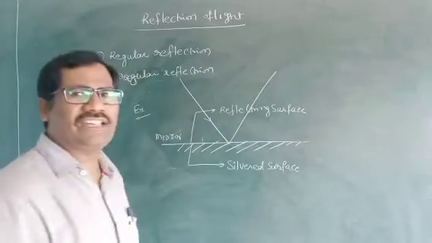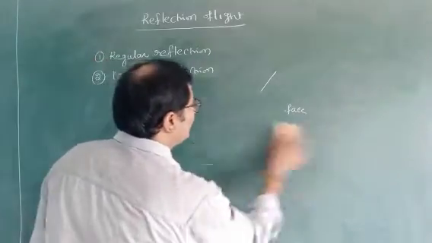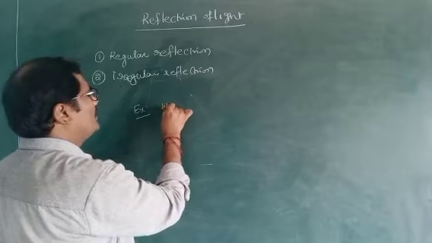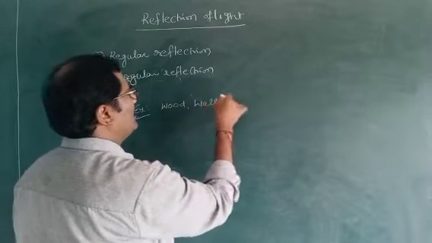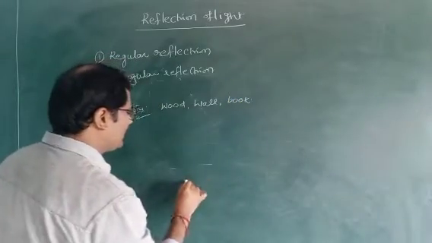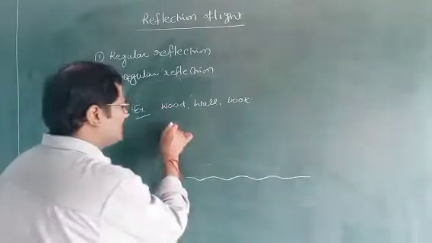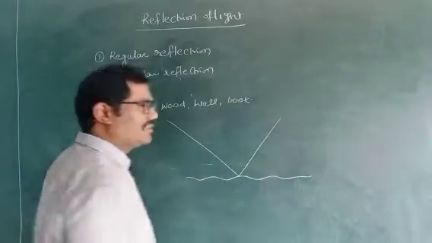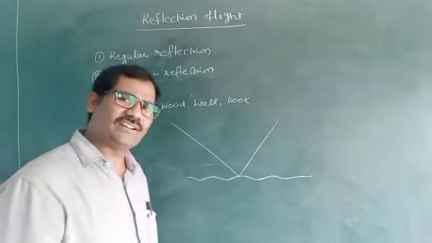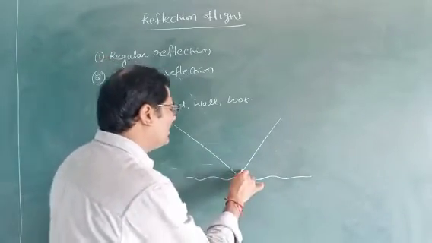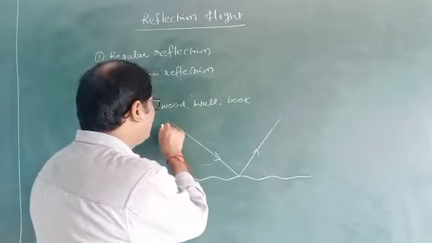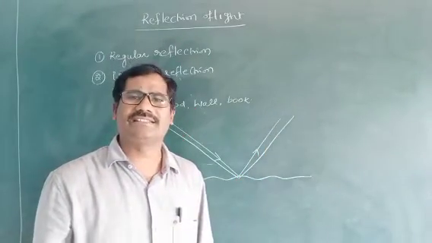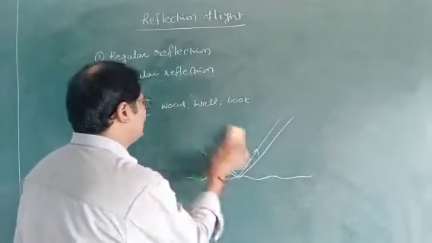Irregular reflection happens on irregular surfaces, such as wood, a wall, or a book. Light incident on these surfaces is also returned back into the same medium, but the light rays travel in different directions. This is known as irregular reflection.